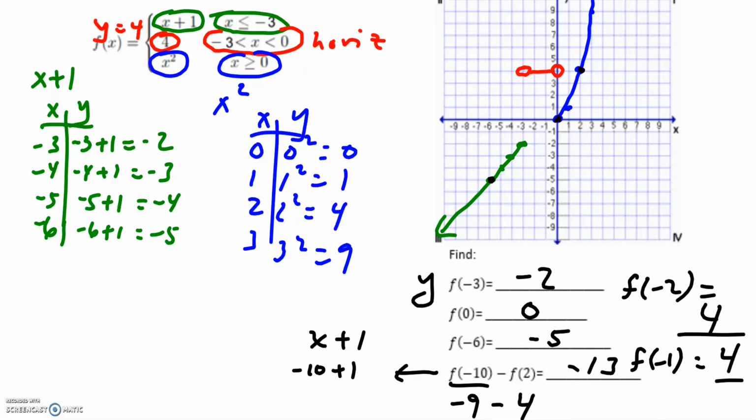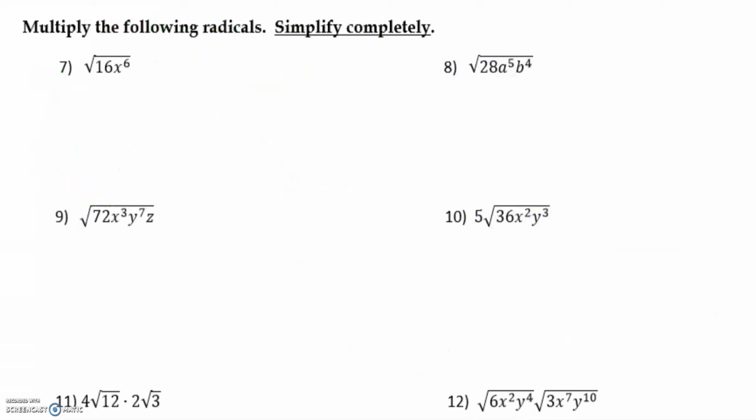So changing gears from graphing, which is what we've been doing recently, to multiplying radicals. I'm going to go example by example, and we would like to try to find perfect squares if possible. So if I look at number 7, 16 is a perfect square, and x to the 6th is a perfect square because the exponent is even. So the square root of 16 is just 4, and the square root of x to the 6th is really x to the 6th to the 1/2 power, or divided by 2, so it would be x to the 3rd.